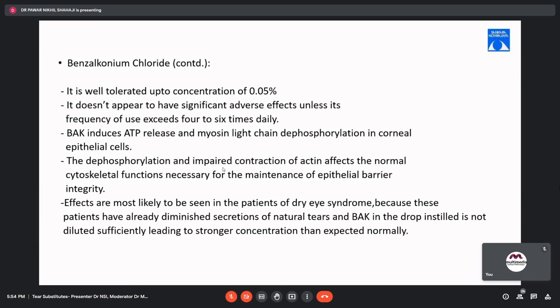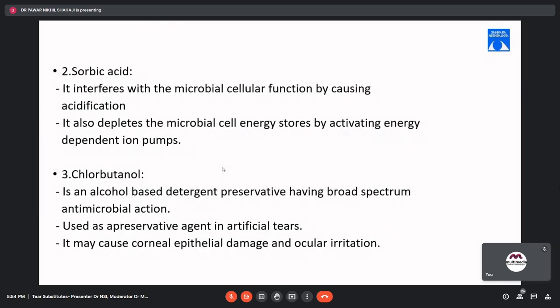That's why if you increase the frequency, even of commercial preparations, you may end up with toxicity of the drug, because predominantly they have benzalkonium chloride. Okay, the ones with antibiotic are a little lesser in concentration than the ones in the lubricants. So its adverse effects are most likely to be seen in patients of dry eye syndrome, because these patients have already diminished secretions of natural tears, and benzalkonium in the drop instilled is not diluted sufficiently, leading to stronger concentration than expected normally. Other preservatives are like sorbic acid.